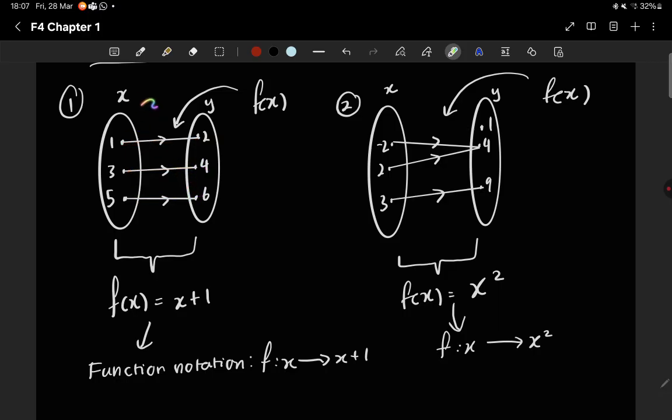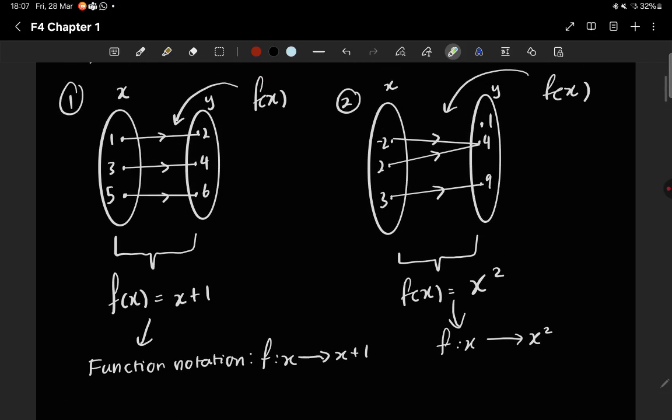So basically what we could say over here is one value is connected to one other value, which is the one-to-one function.